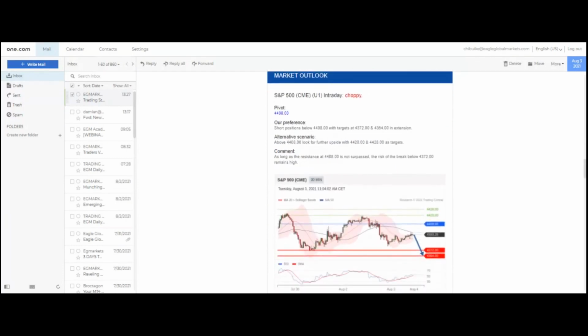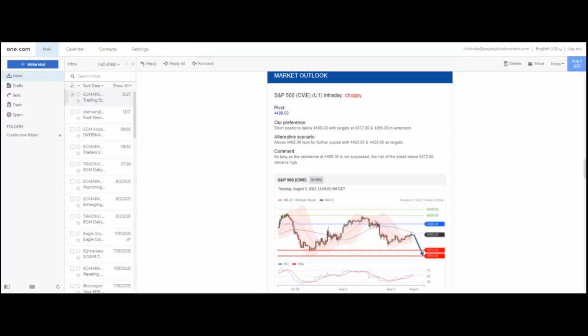Now, S&P 500, I'll explain everything, what it means and how you should apply it. Let's start from the first line. S&P 500 intraday, they said choppy. If you've been attending my previous classes, you understand the meaning of choppy. Choppy means it doesn't have a direction yet.